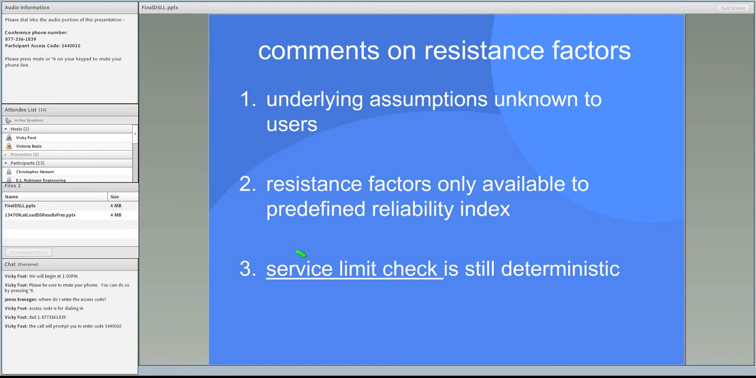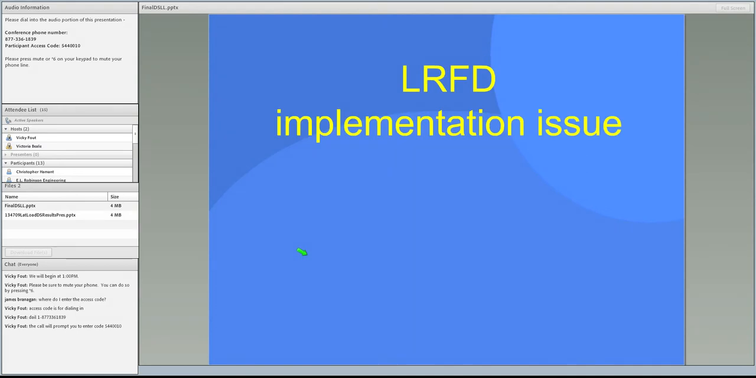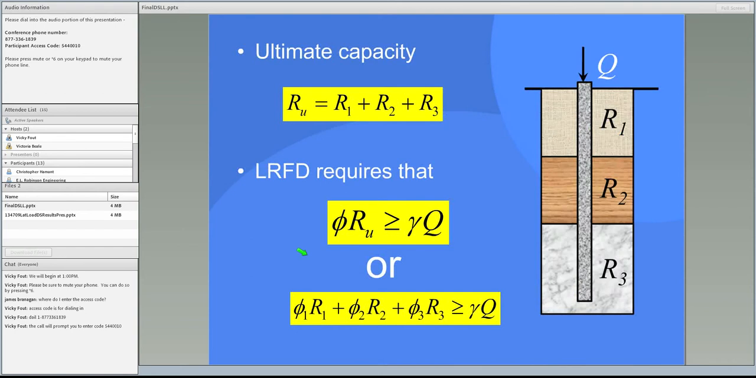And here I would like to talk more about the implementation issue in LRFD. That issue is very obvious. Let's take a look at the example of a driven pile. We have a pile that is subject to axial load. It penetrates through 3 different layers. Look at this equation used to calculate the ultimate capacity. LRFD requires that the summation of the factored resistance be greater than or equal to the summation of factored load. But the problem is that in practice, the pile may penetrate through different soil stratifications, and the thickness of each soil stratification will be different, and the soil properties will be different too.